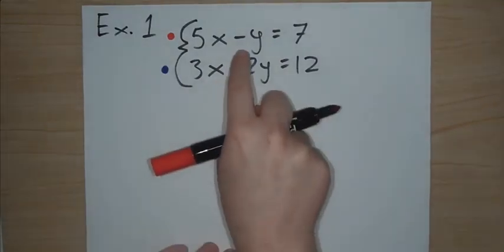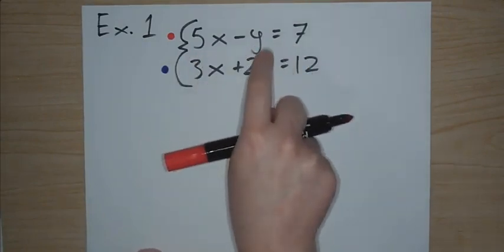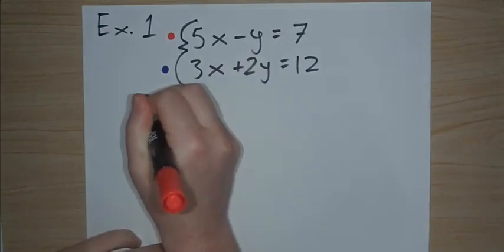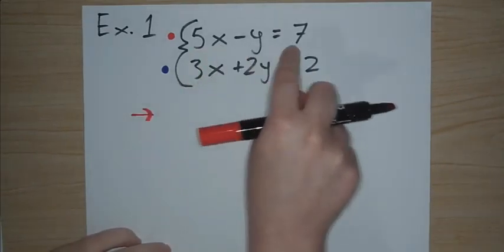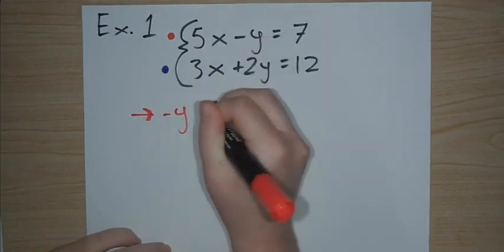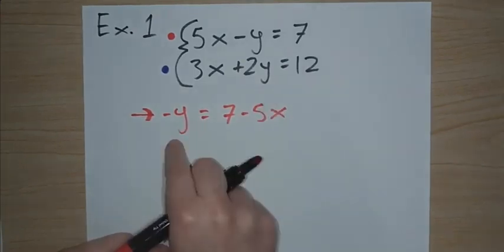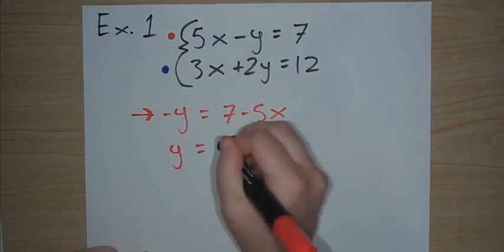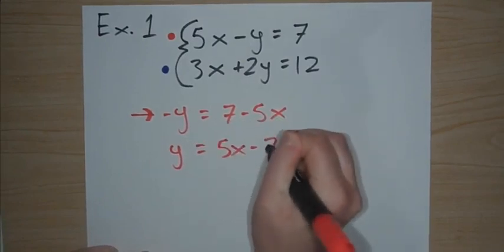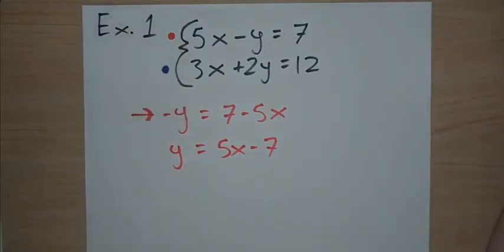But I see the easiest one to solve for a single variable will probably be y for this first one. This y is easier to get alone. So I'm going to take this equation right here and solve for y. So I'm going to subtract this 5x from the 7. So we have negative y is equal to 7 minus 5x. And then multiply each side by a negative. So we have y is equal to 5x minus 7. I simply switch these around. So now we have y is equal to 5x minus 7 from this first equation.